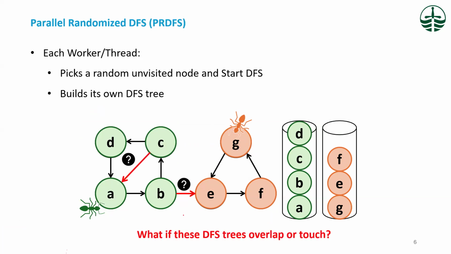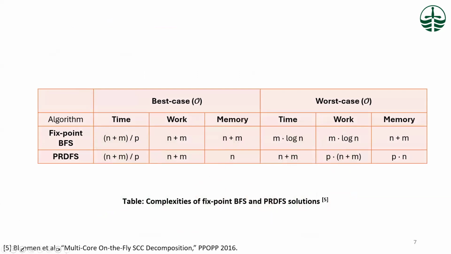Now, that is what I was saying. What if the DFS trees overlap or touch? If they are in one SCC, maybe we can merge them, or we need to manage these things. So that's why we use the union find data structure.